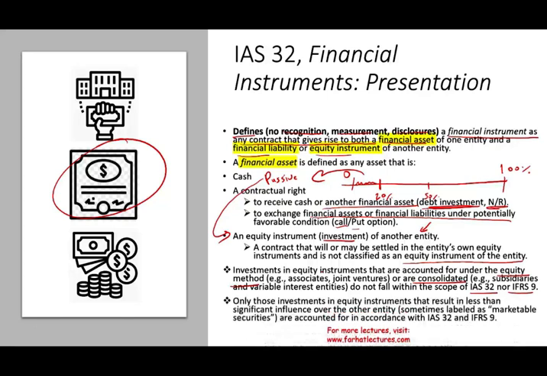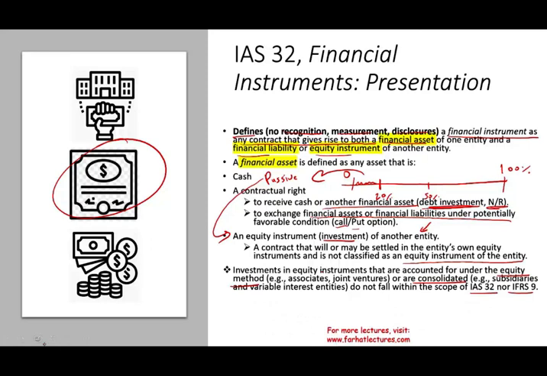Once you have more than 20%, up to 50%, once you fall within this range, so you have more than 20% equity but you're still less than 50, then you are considered to have significant influence. It means you have some influence over the company. Under those circumstances, you have to use a method called the equity method. You have to use the equity method.